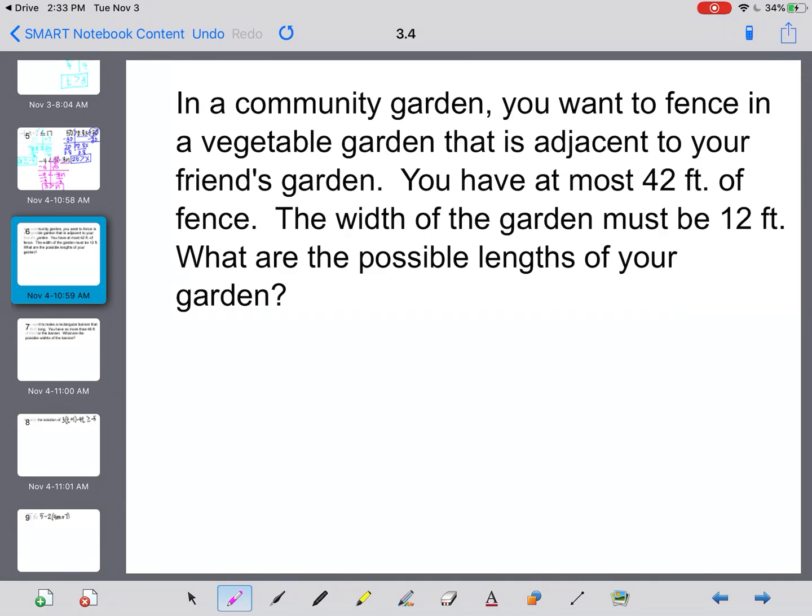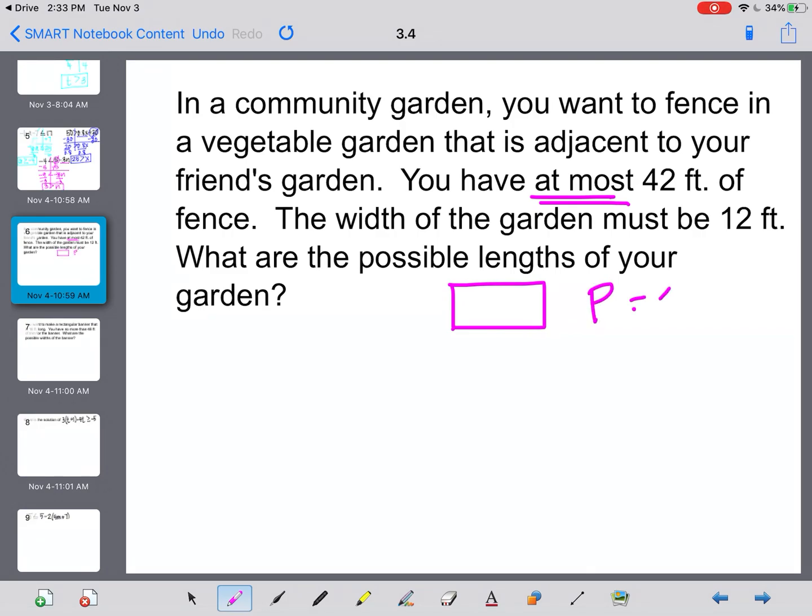All right, real life situations. In a community garden, you want to fence in a vegetable garden that is adjacent to your friend's garden. You have, at most, 42 feet of fence. The width of the garden must be 12 feet. What are the possible lengths of your garden?